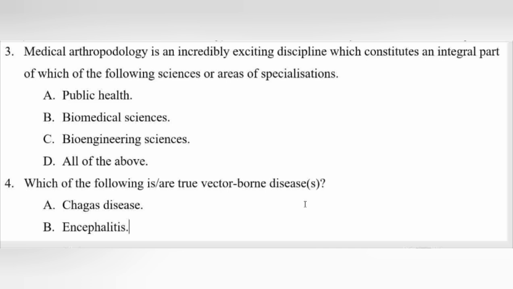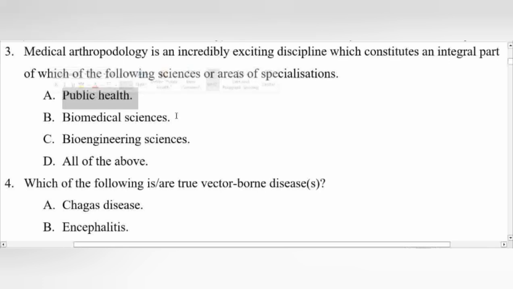So medical arthropodology here has to do with arthropods which are of medical importance. And if they are really of medical importance, then they will truly be of public health importance, because the focus is on the problems which are caused by some arthropods on humans. And those problems include health issues or health problems. So public health people have the study of medical arthropodology as an integral part.